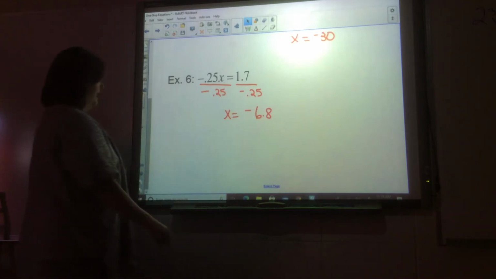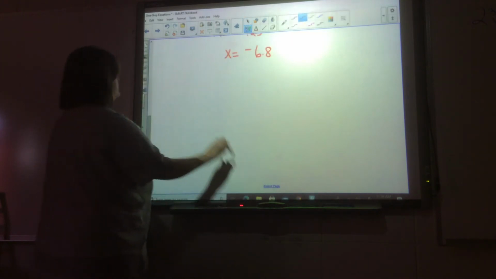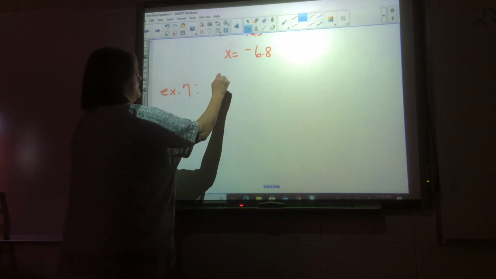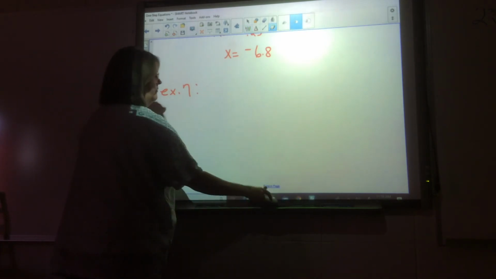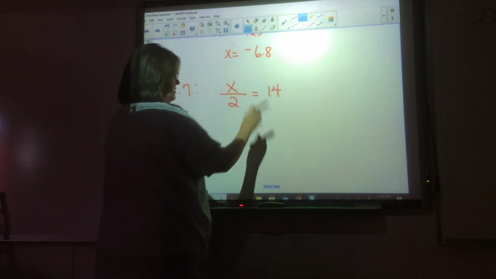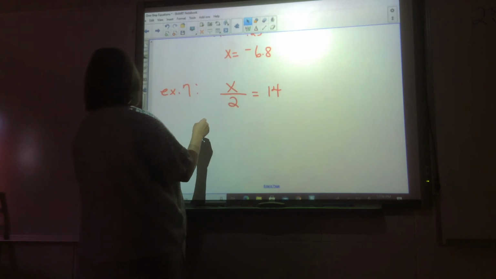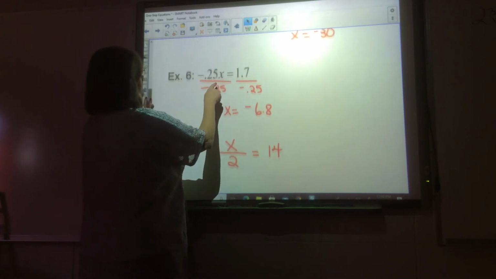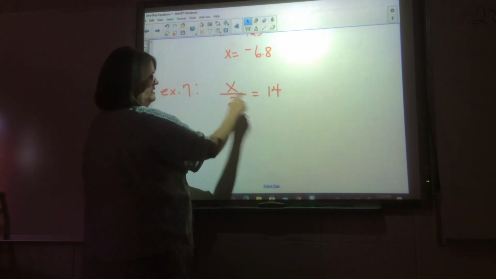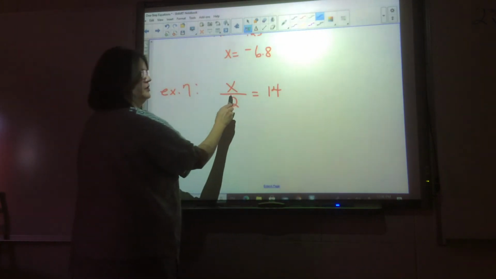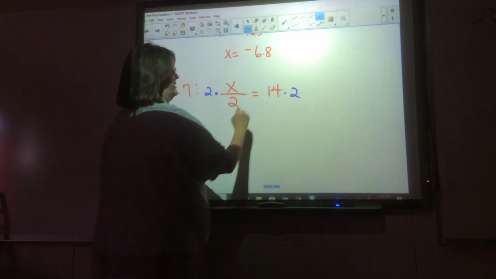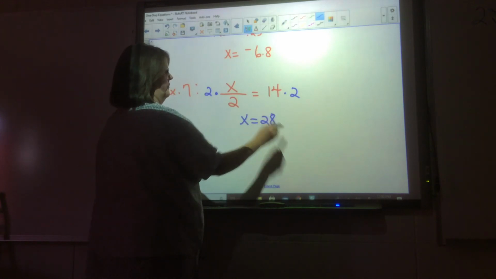All right, now, I want to add a problem. Let's say we have x over 2 equals 14. Students struggle with that because up here it's as easy as dividing. Example 6, example 4, and it confuses you. All you need to do when you see that, this is division. So the opposite of dividing is to multiply. You multiply by 2.